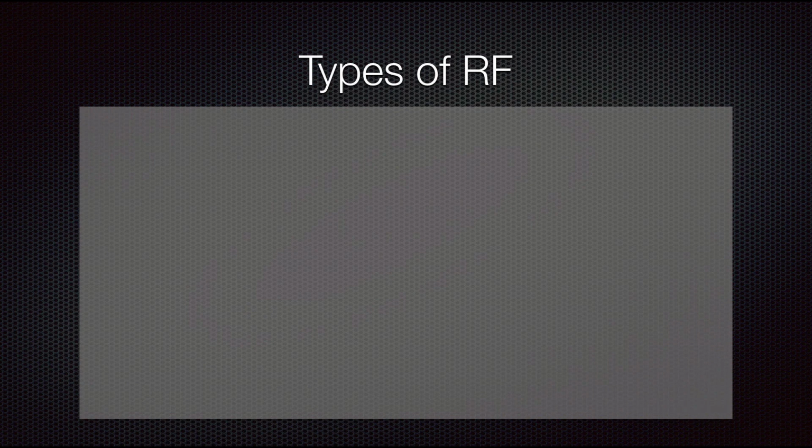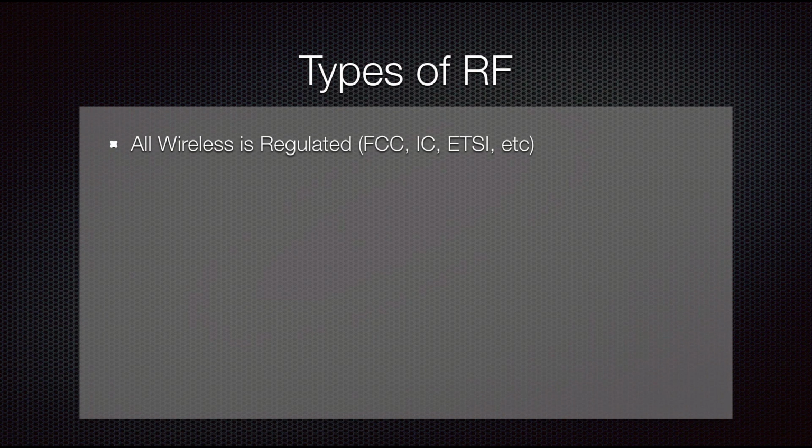So, types of RF. I say this carefully because all RF, radio frequency, is regulated worldwide. In some way or another, it's regulated. So in the US, for example, it's the FCC. In Canada, it's Industry Canada. In Europe, it's ETSI. In other countries, Brazil, Japan, they all have their own regulatory region that sets the standards for RF. And that sets the standards for the amount of power, what channels you can use, et cetera, et cetera.